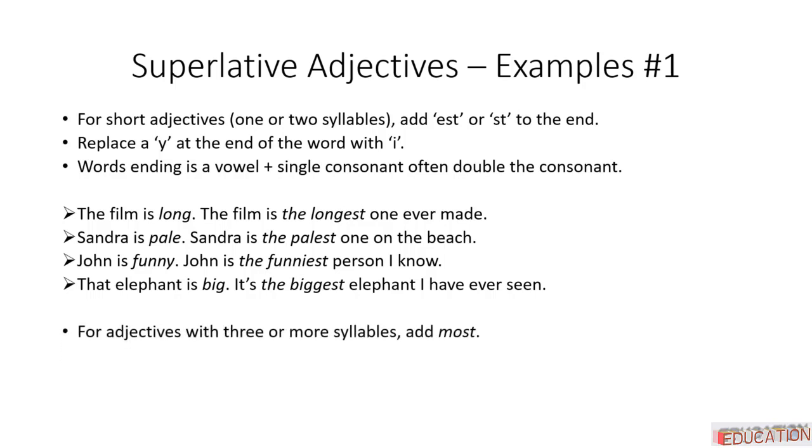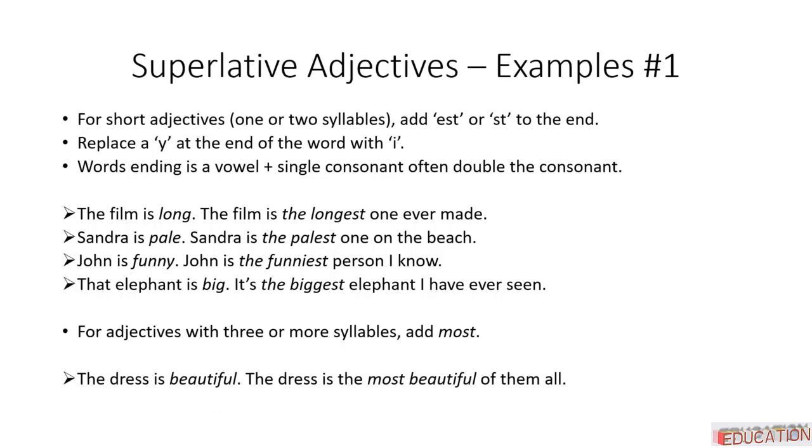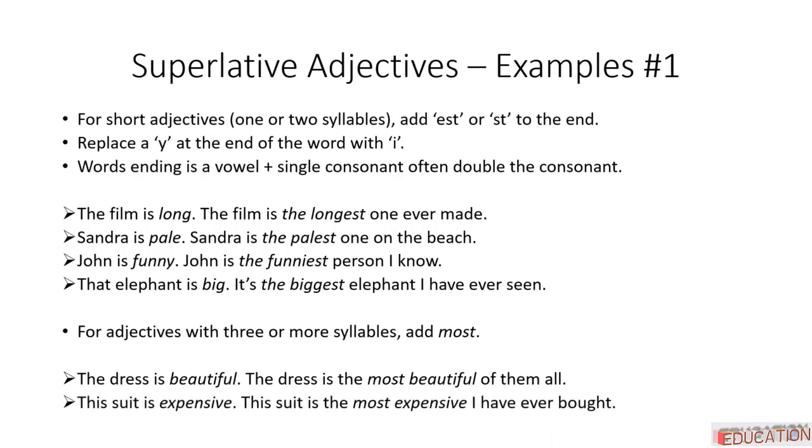Now for longer adjectives with 3 or more syllables, adding est would be unwieldy, so we add most in front of the adjective to form the superlative. The dress is beautiful. The dress is the most beautiful of them all. Well, this suit is expensive. This suit is the most expensive I have ever bought. If we try to say the dress is the beautifulest or the expensivest, it's unwieldy. That's why we use most in front of the adjective to form the superlative.